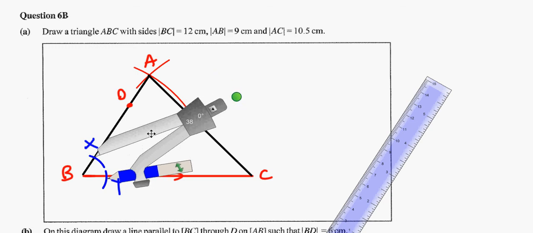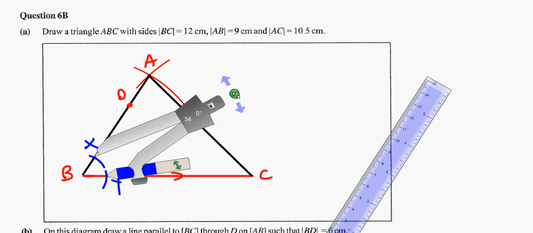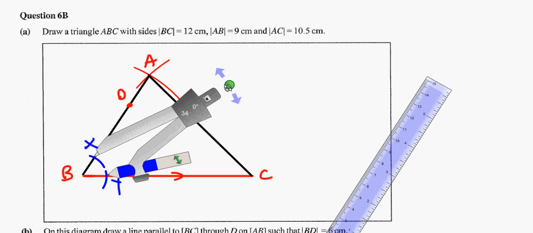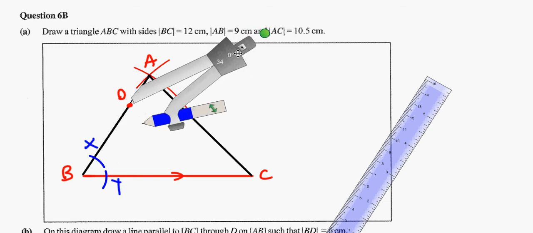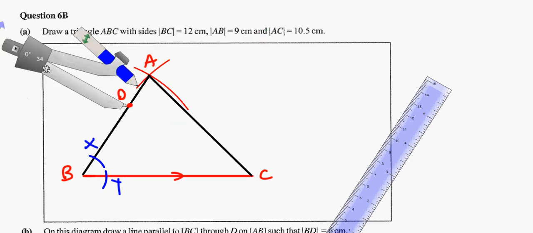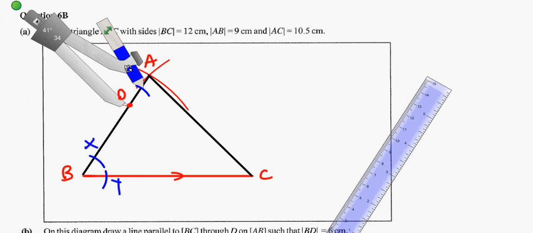So that's too far. Just got to bring it in a little. And that's more or less it there. Okay. So now we're going to go to point D and we're going to do this arc. Okay. So the first arc is going to hit the axis. We can call this point M.